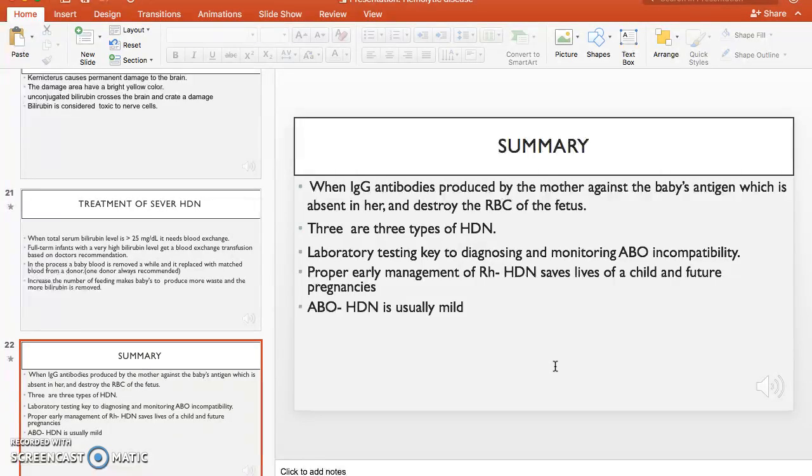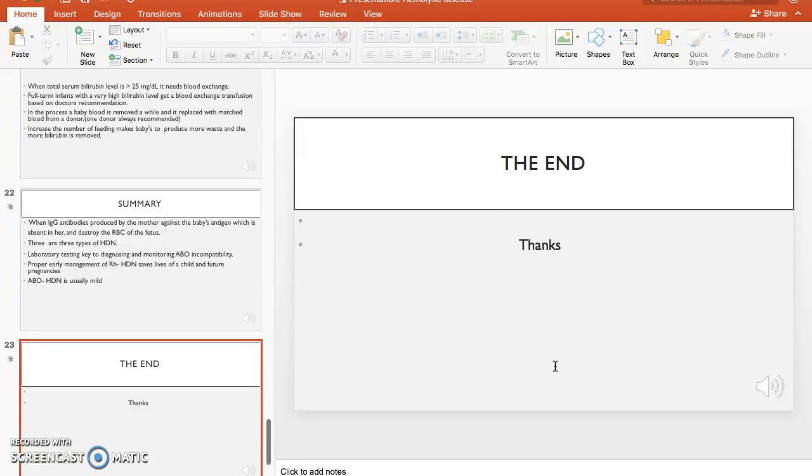Proper early treatment helps the baby and also makes sure the next pregnancy is safe, because in the Rh case it affects the next pregnancy. So treatment is always important. ABO incompatibility in the newborn is usually mild.